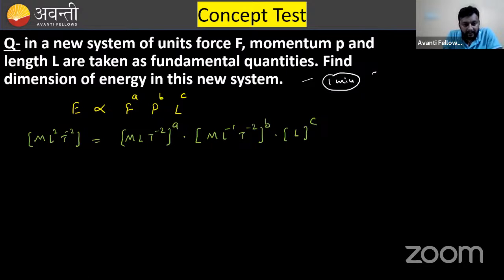So if I compare for mass M, M has a power A and power B. So that means A plus B. In the overall term, mass has power A from here, B from here, so they are multiplied. That is A plus B is equal to, if you compare this side, that has power 1. So that is our equation number 1.